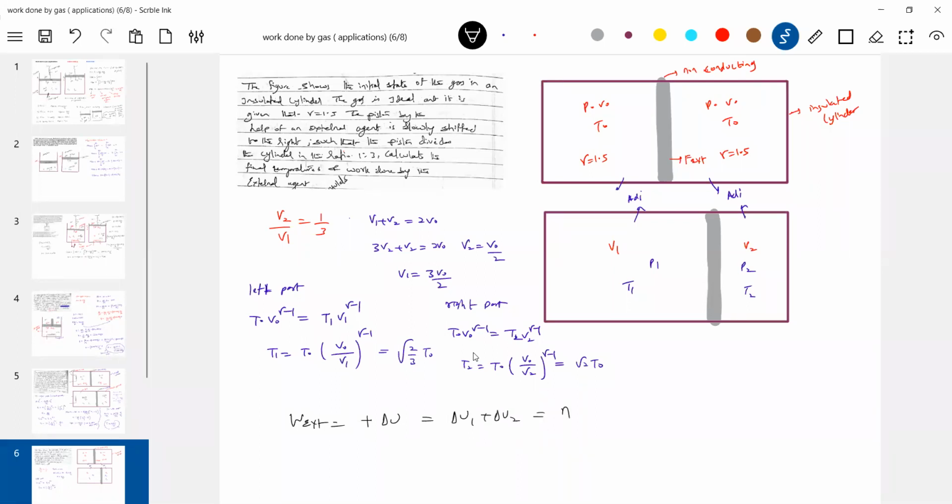What is delta U1? Number of moles R by gamma minus 1 into T1 minus T naught. Similarly delta U2 is number of moles R by gamma minus 1 into T2 minus T naught. I think substituting this will get work done by external agent. I have answered. I'll write it here. You do later on, you check it. In terms of P naught, V naught, I brought it. Okay, slowly external agent moves. If it displaces, then there's a method what we can apply it.